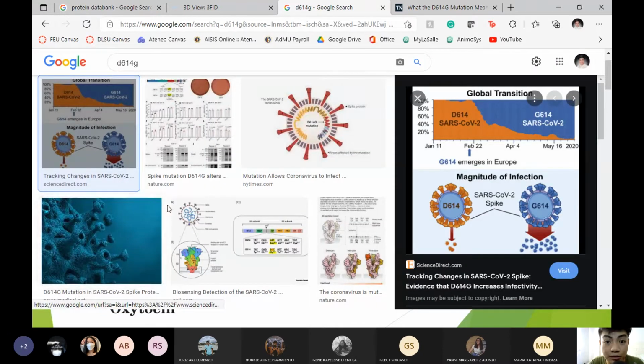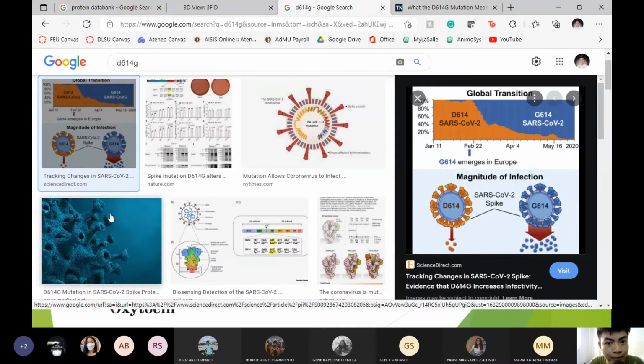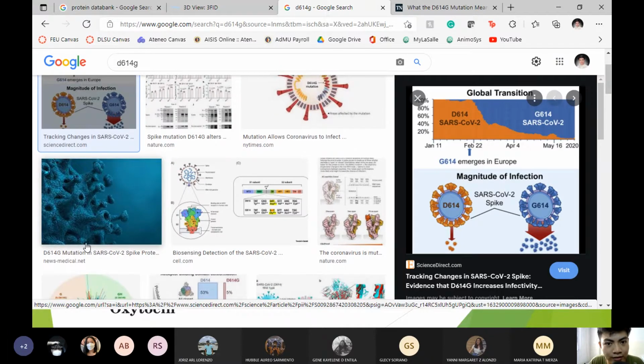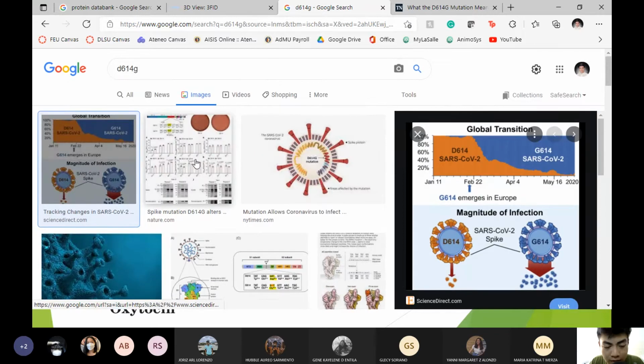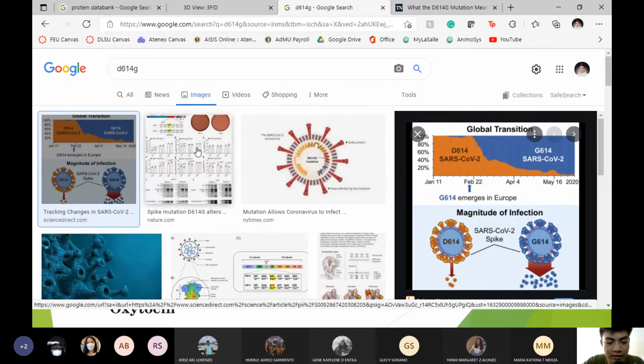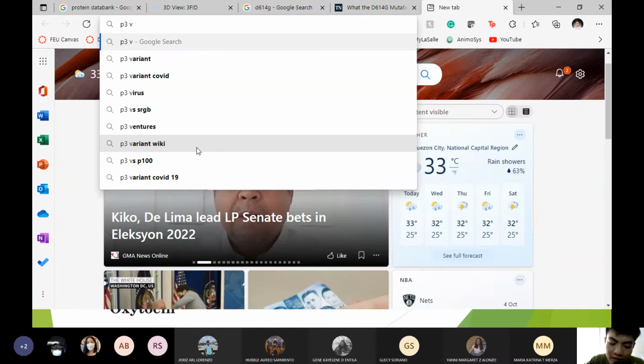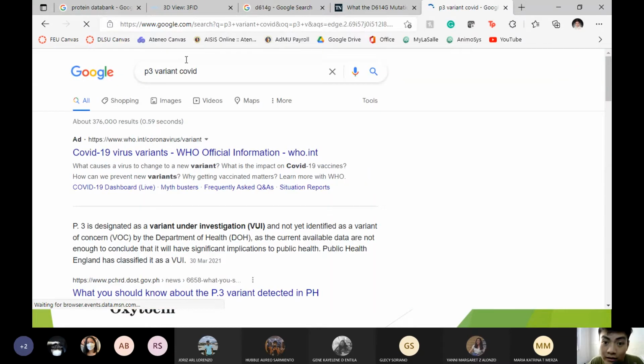By the time this arose, by the time this was detected, I think it was detected in Europe, if I'm not mistaken, Germany. So COVID spread. This caused the massive spike of COVID cases in late 2020, before the February 2020 spike. Okay? So in the Philippine context, we know the P3 variant of COVID-19. That is just also an alteration of the primary level of structure.